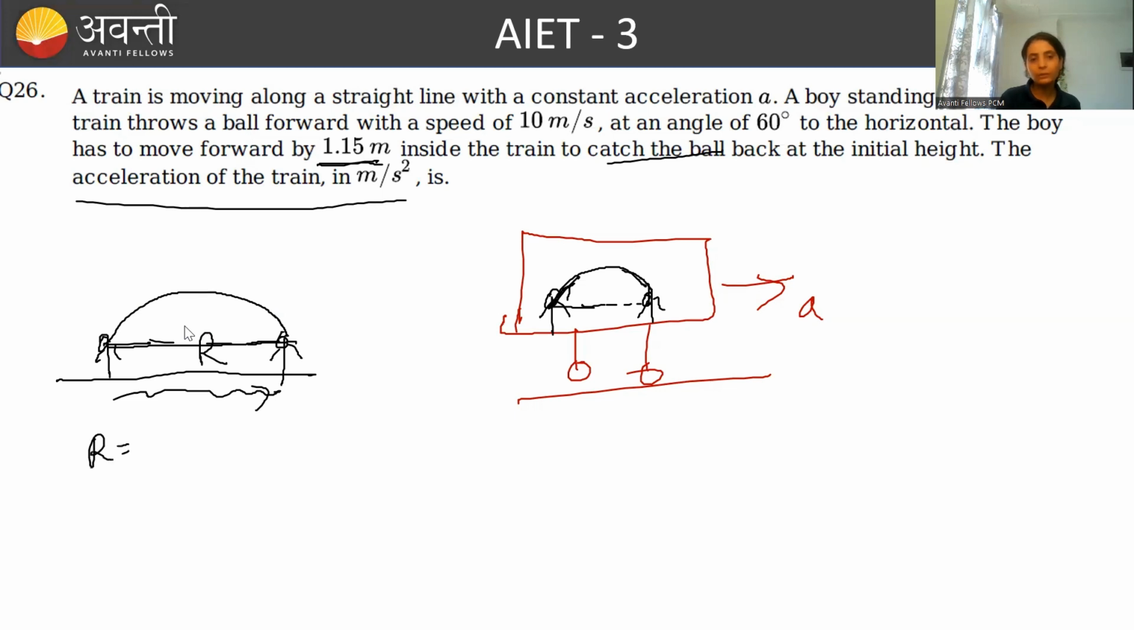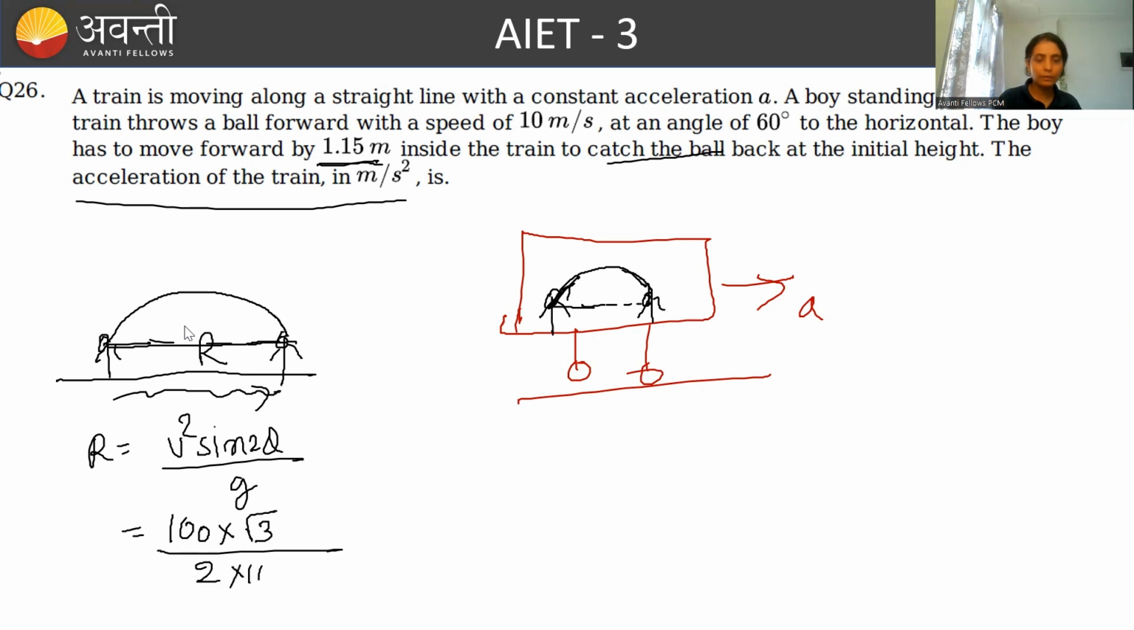And what will be the value of the range? u square sin 2 theta by g. So this is equal to how much? If you take out u, how much is u? 10 squared, that is 100, sin 2 theta. That is equal to how much? Sin 120. So sin 120 is how much? That is root 3 by 2, into 10. So this is equal to 5 root 3. So if this person moves forward by 5 root 3 meter, he will be able to catch the ball at the same height. Okay.